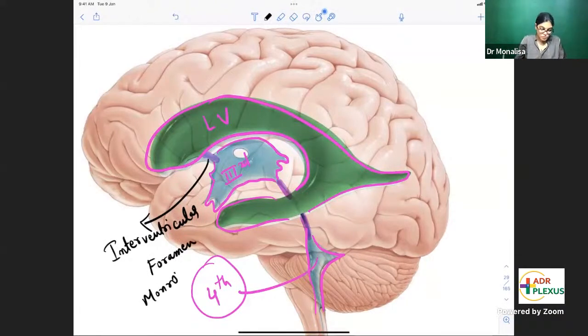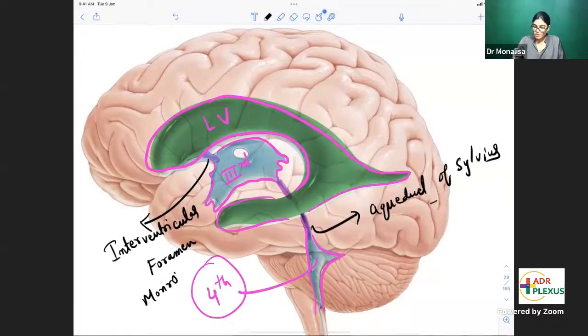Absolutely correct. The third ventricle communicates with the fourth ventricle via the aqueduct of Sylvius. So in this image, you can see the whole ventricular system of the brain communicating with each other. The next important point is that we have to know the aqueduct of Sylvius. Absolutely right, dear.